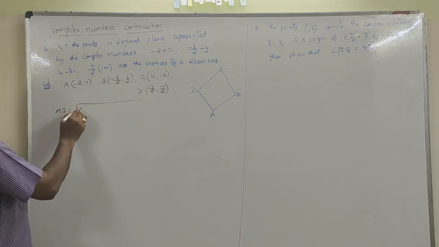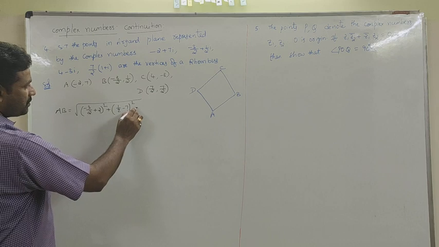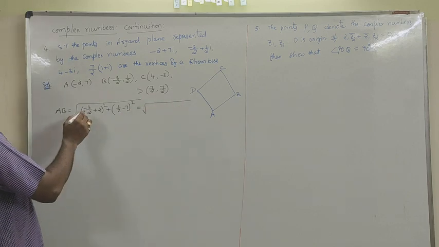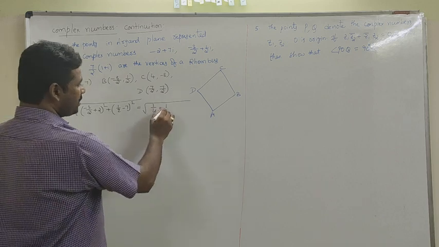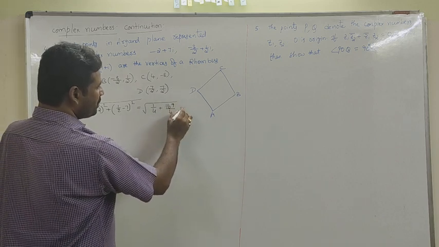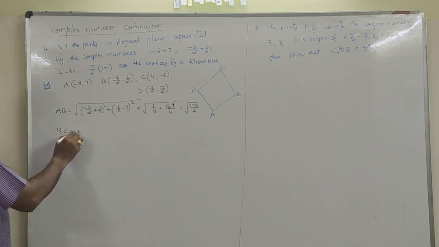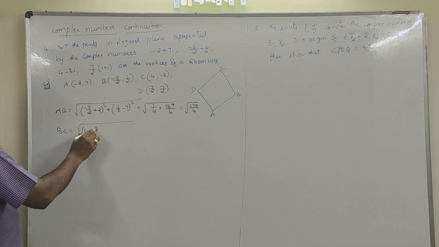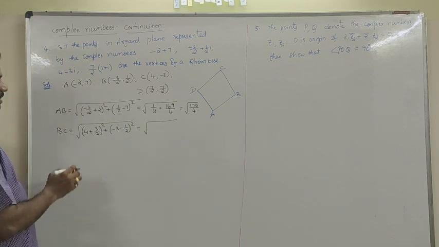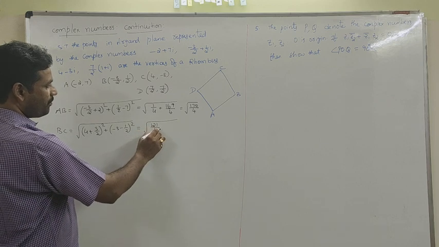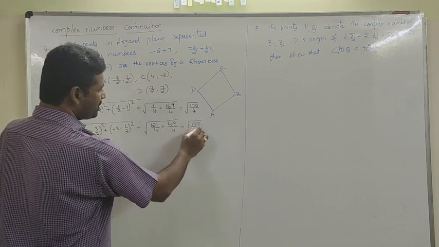Now what are AB and BC? AB is the distance between the two points: the square root of (-3/2 + 2)² + (1/2 - 7)², that equals the square root of 1/4 + (-13/2)², which is 169/4, so AB equals the square root of 170/4. What about BC? The square root of (4 + 3/2)² + (-3 - 1/2)², that equals (11/2)² which is 121/4, plus (-7/2)² which is 49/4, so that equals the square root of 170/4.